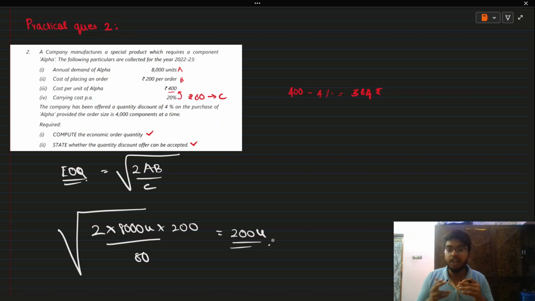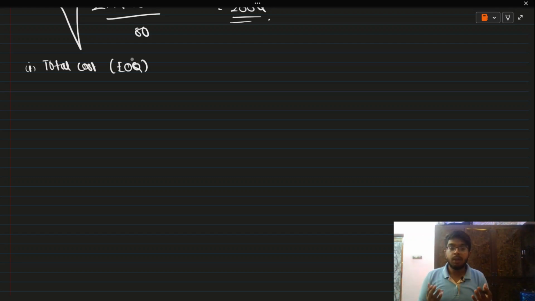Now the second part is somewhat analytical. State whether the quantity discount offer can be accepted. So we have to make a decision. So how will we come to this decision? We should find the total cost if we follow EOQ and total cost if we follow 4,000 components per order. So we should compare both, and which is more economical, we should choose that. Okay, so first let's do total cost if we follow EOQ. Okay, what does total cost consist of? Purchase price, ordering cost, and carrying cost.